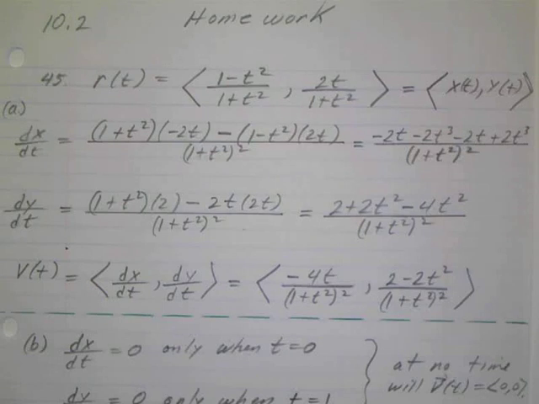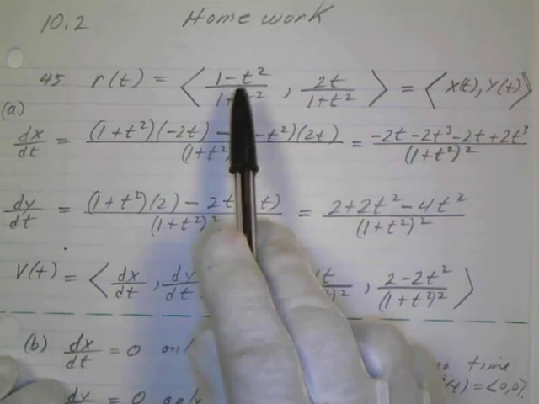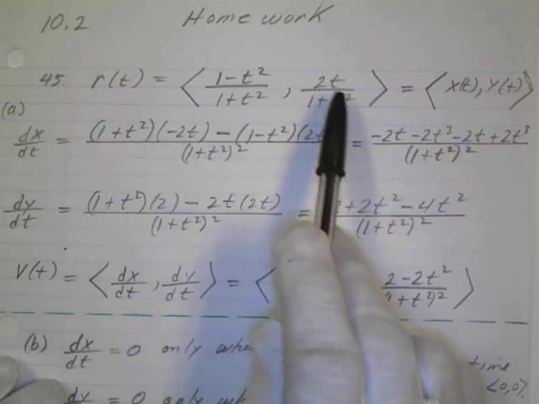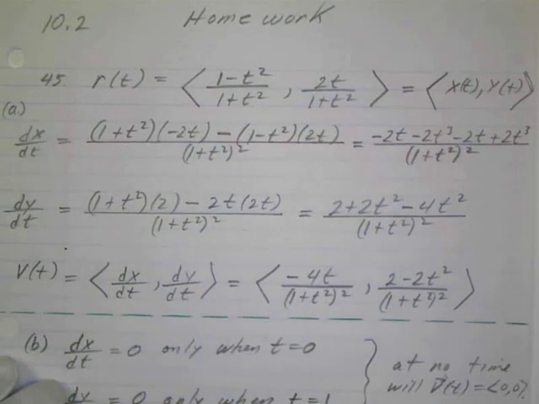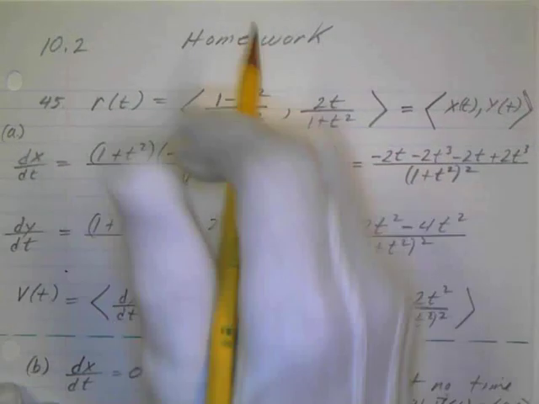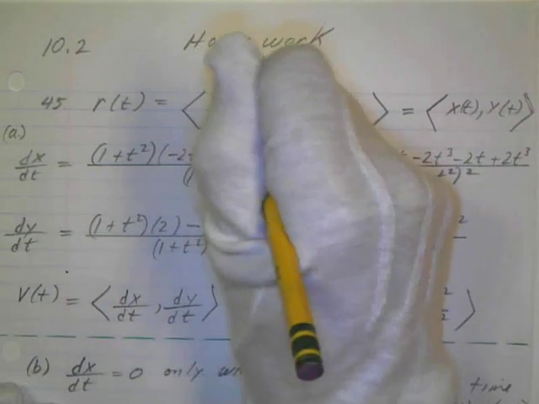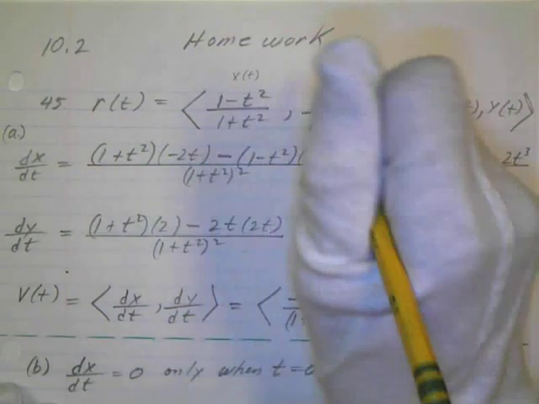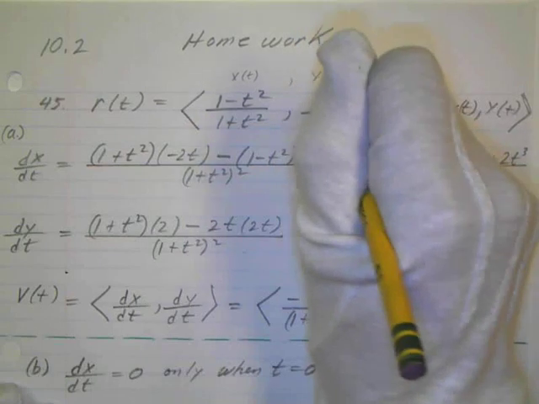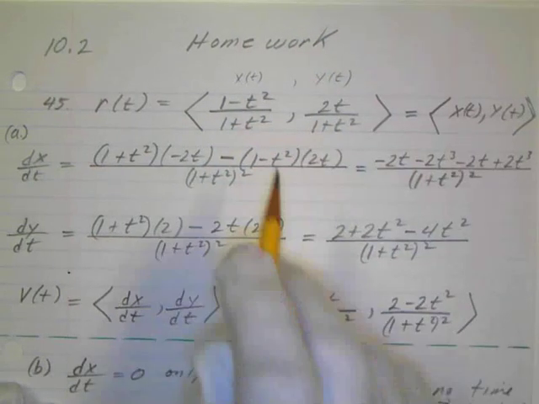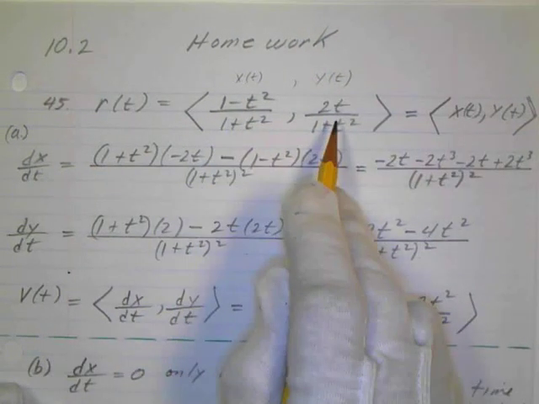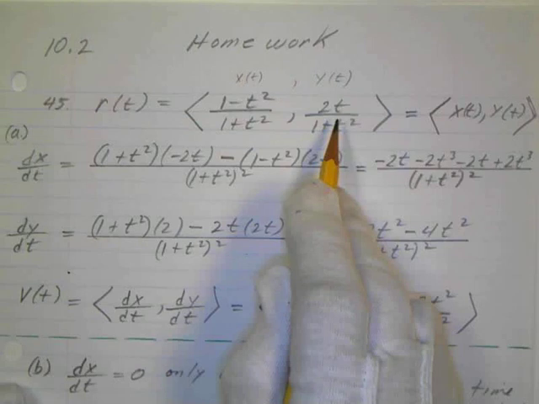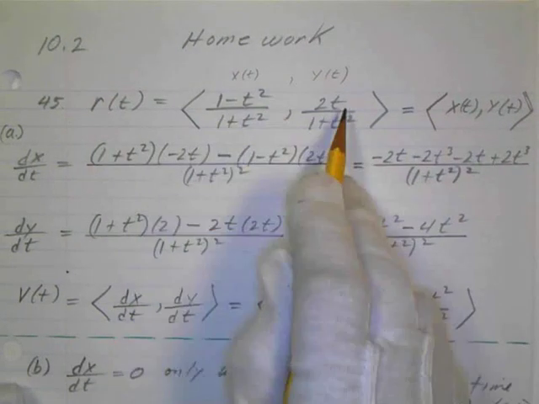Find the velocity vector. Well, this is our position vector, which I give to you as r of t. So this is x of t, and this is y of t. So those are your horizontal and vertical components. We want to find the velocity vector, so we're just going to take the derivative of each of these.